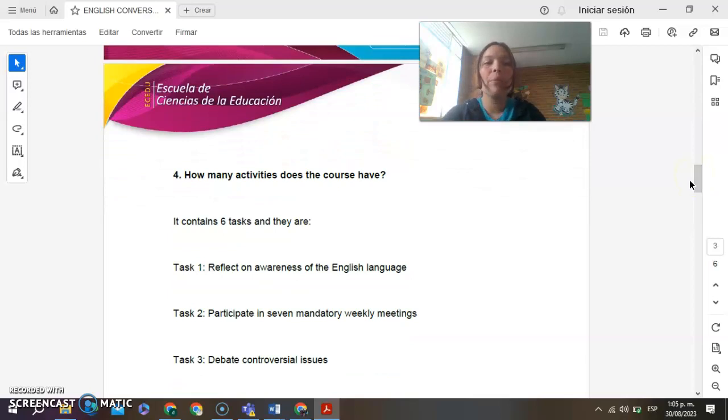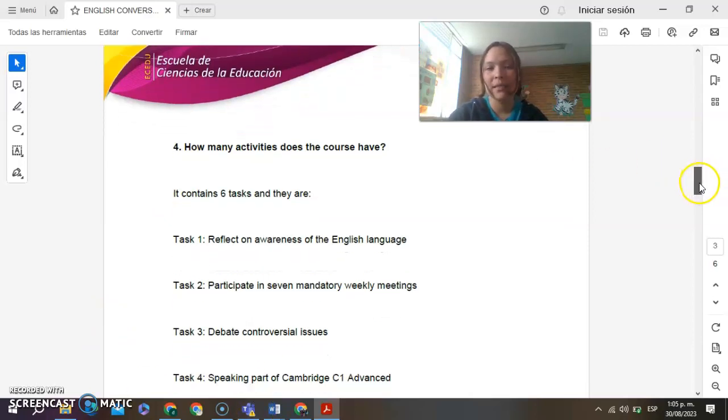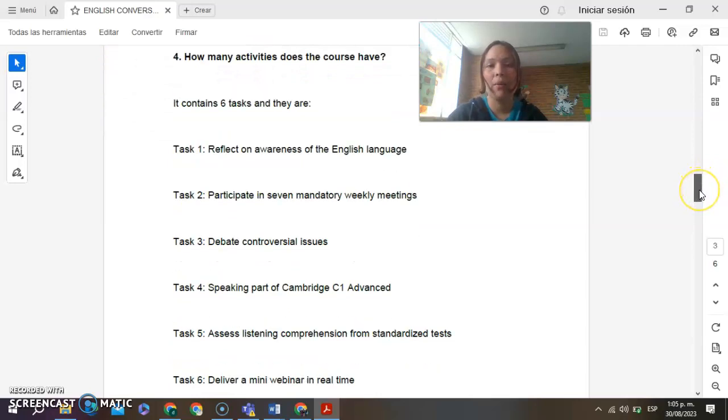Fourth question, how many activities does the course have? It contains 6 tasks. Task 1, reflect on awareness of the English language. Task 2, participate in 7 mandatory weekly meetings.